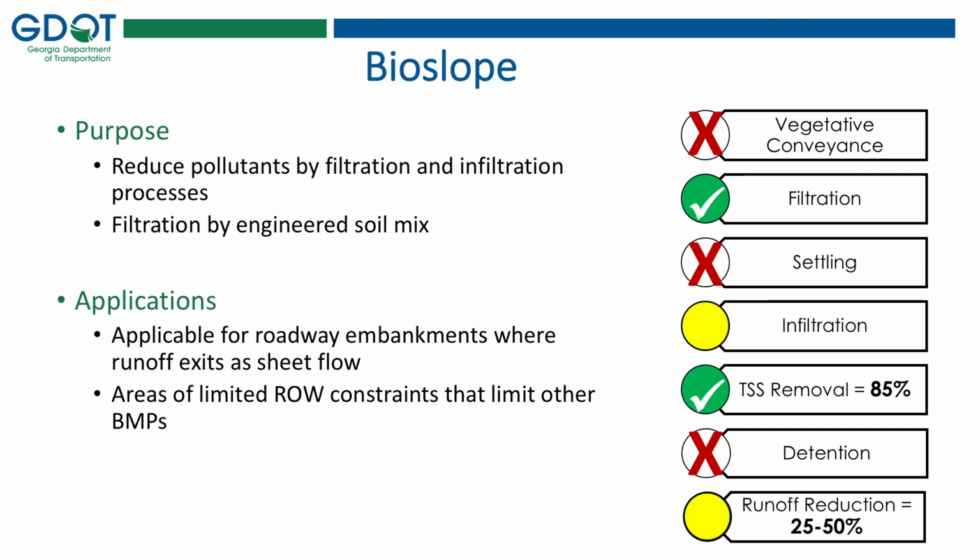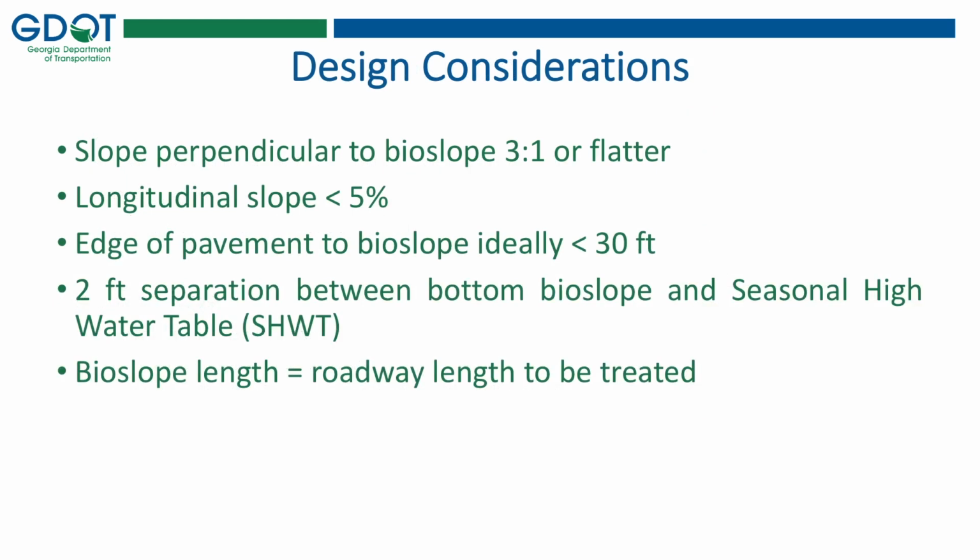Bioslopes provide effective water quality treatment and are rated at 85% TSS removal. They can provide some runoff reduction and are rated at 25 to 50% based on the underlying hydrologic soil group. Bioslopes should be laid out where their length is equal to the length of roadway being treated. The slope perpendicular to the bioslope should be 3:1 or flatter, and the longitudinal slope should be less than or equal to 5%. Ideally, the edge of pavement is less than 30 feet from the bioslope.